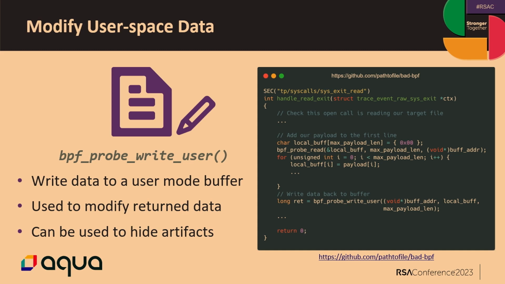So here we have an example of bad-bpf by path to file, which is an amazing POC that does just that. It places itself on the return function of the exit of the read function, and it's modifying the return value of the read command. Meaning, if you read the file, it can modify the content that you get back in user space. So this is the first and most common one.